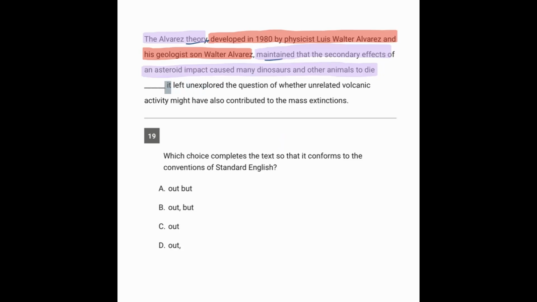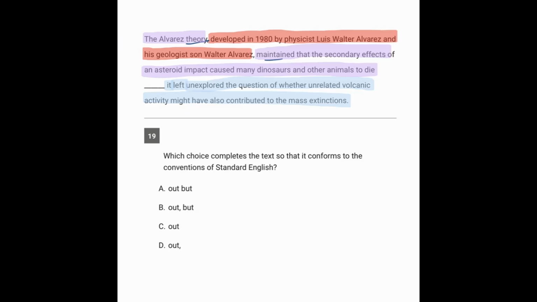And what do we have in blue here? Another independent clause. It left unexplored a question. So it can be a subject. By the way, a lot of people don't want to consider pronouns like it as the subject of a sentence because they seem very incomplete. But to say, "my dog jumped" is no different than saying "it jumped." They're both subject-verb combinations. So the "it left," that's the part that makes all of this its own independent clause. It left unexplored the question of whether activity might have contributed to the mass extinctions.